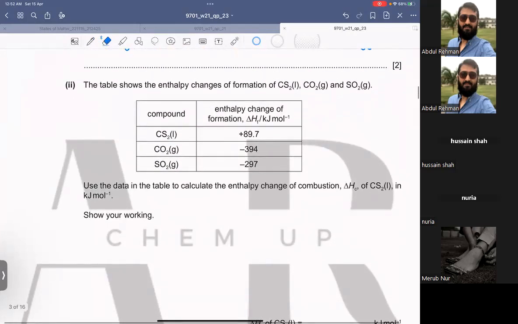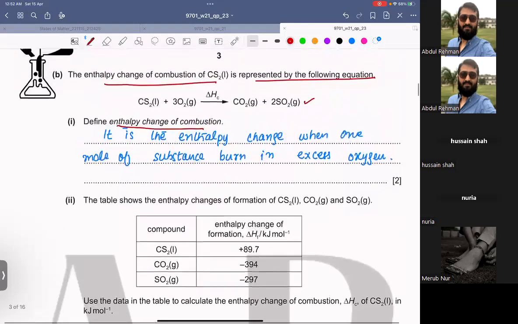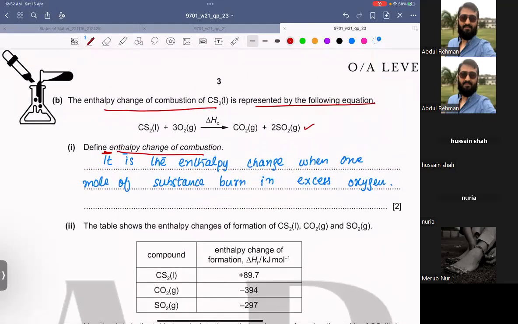If we write under standard conditions, it wouldn't be a problem. It depends upon the examiner. Sometimes the examiner detects vague statements, or statements which do not apply to the conditions provided, and then it can be penalized. So better not to write it, because here standard is missing in the prefix of the enthalpy change of combustion. Okay.